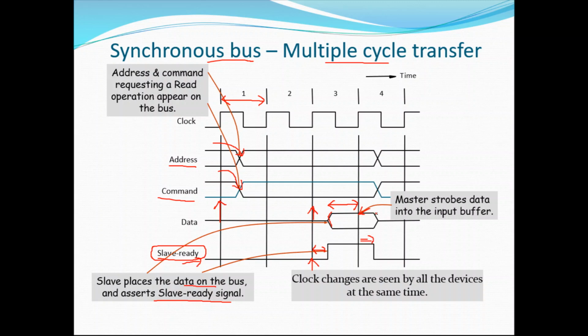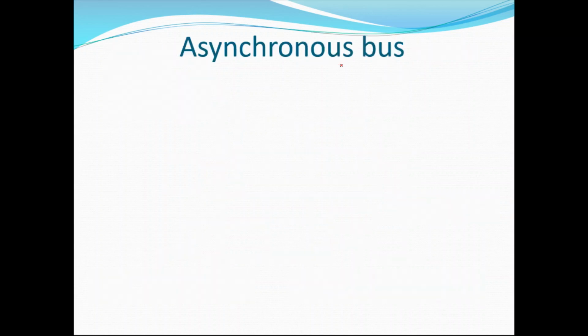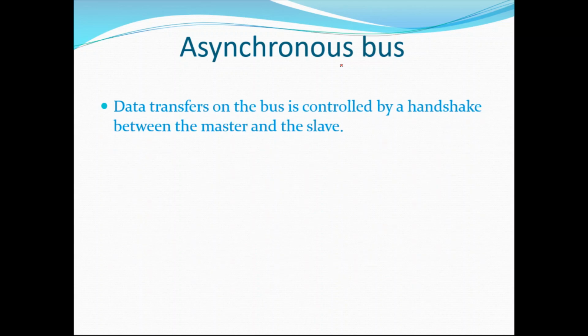Once the master has completed transferring the data to the input buffer, the master will remove the address and the command from the address bus and the command bus. Then the slave will also remove the data from the data bus, and the slave will deactivate the slave ready signal. So this is the improvement done on the synchronous bus with multiple cycle transfer. That's it about synchronous bus. The next thing we'll be discussing is asynchronous bus. In asynchronous bus, there are no clock signals.